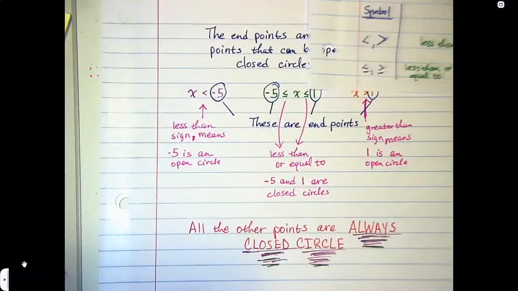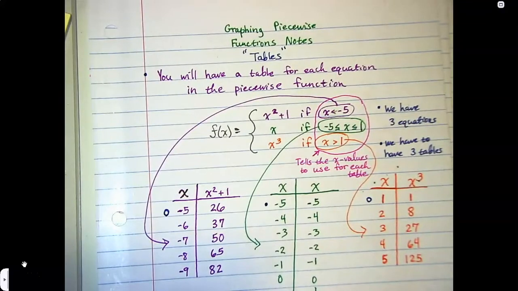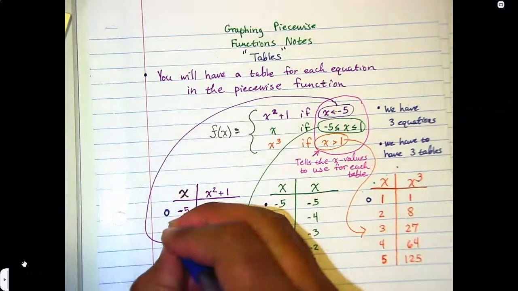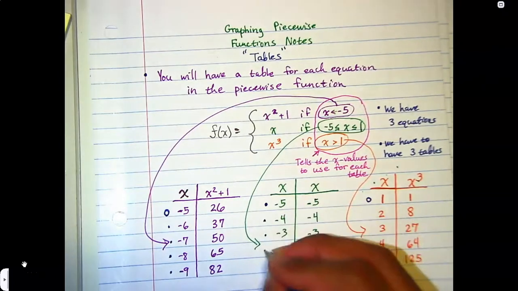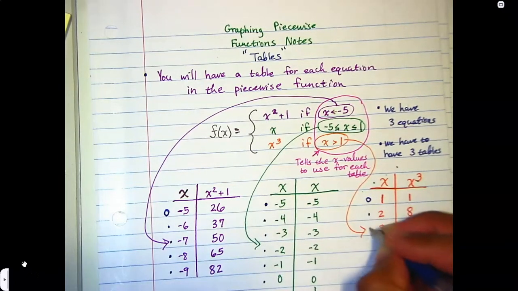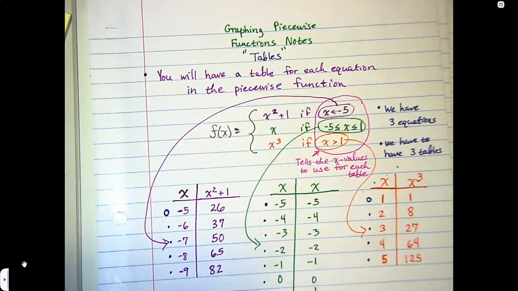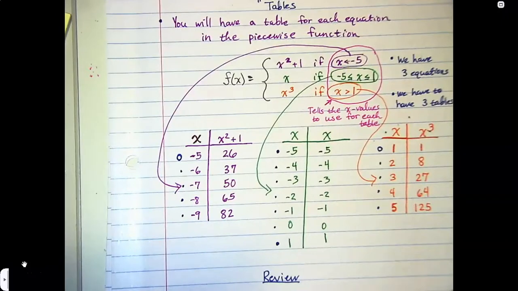So when we come back to our tables, we're going to put closed for every other point on the table. Bam! And guys, that's it. That's making tables for piecewise functions. We're going to go through two examples, explain what's going on, and then we'll be good with the tables part and go into our graphing. All right. So I will see you guys in the next video.